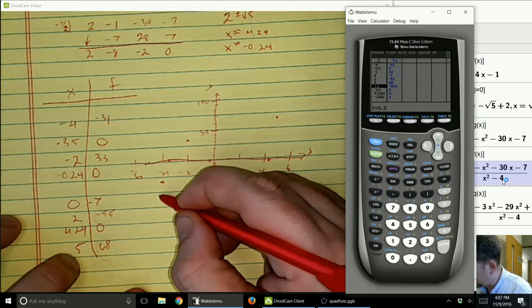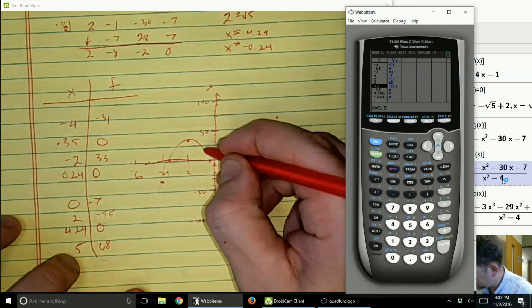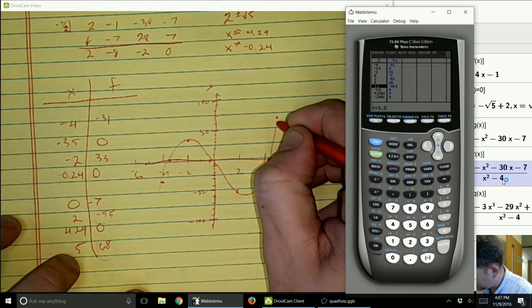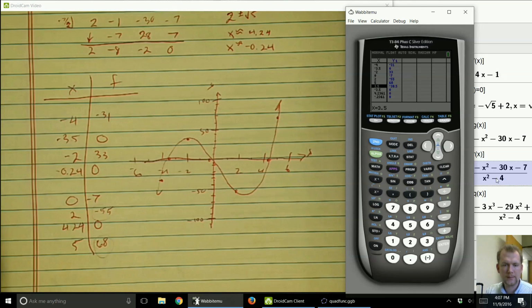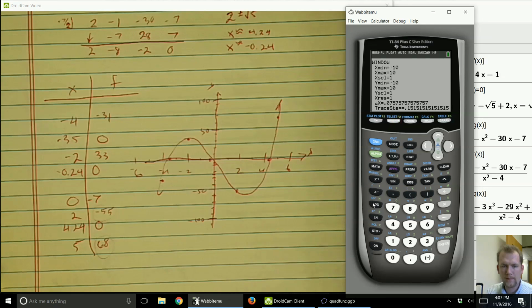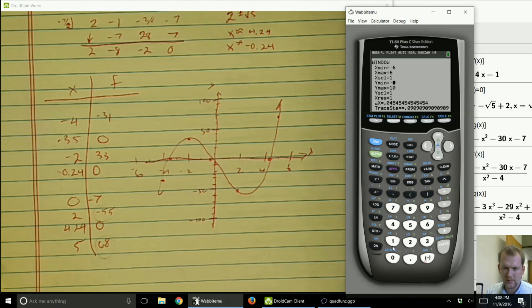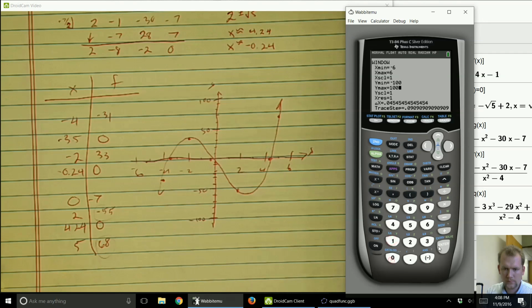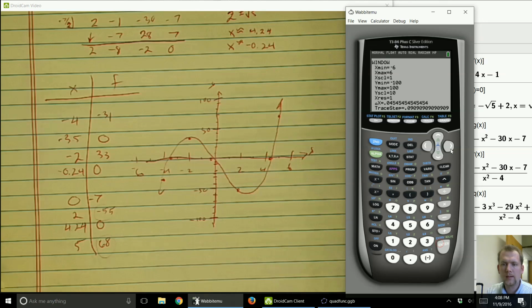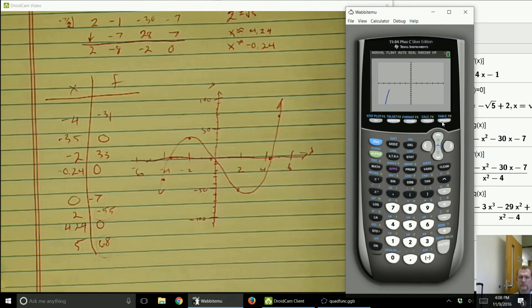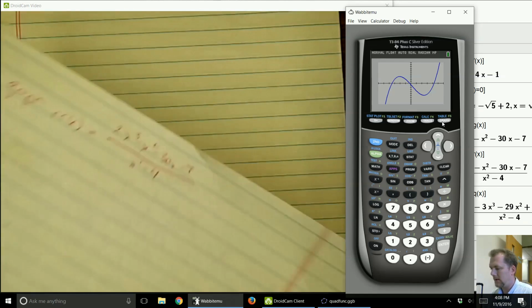Okay, so it looks to me like it does this. Let's see. Get a hundo. Pretty much, yeah. Cool. So that's all you needed to do on that.